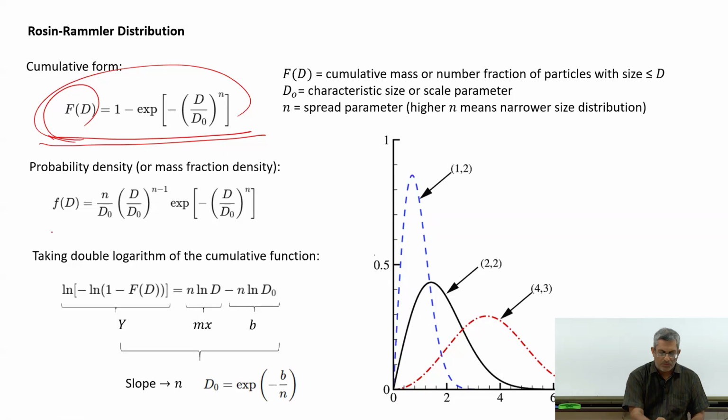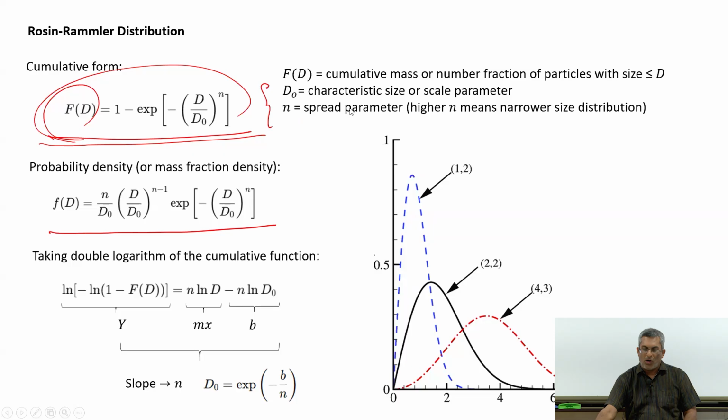so this, if you see, is the probability density function. Here you have two terms. What are those? D naught and N. D naught is known as the characteristic size or scale parameter, while N is known as the spread parameter. So here you have two parameters. One gives you the characteristic size, the other gives you the spread. Okay. So here, the higher the value of N, this means you have a narrower size distribution. Okay, here we are changing both D and N.